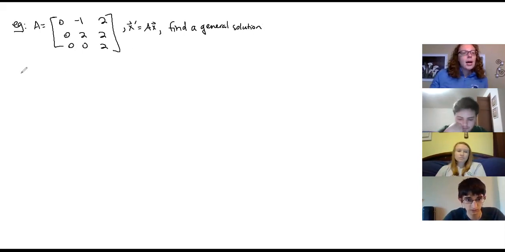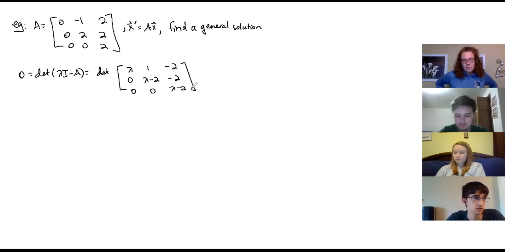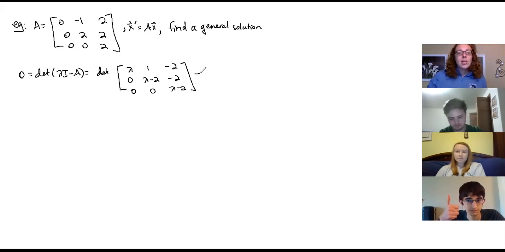All right, so 0 equals the determinant of lambda I minus A. So that's going to be the determinant of lambda, -1, 2, 0, lambda minus 2, -2, 0, 0, lambda minus 2. Can I trust that you can do that determinant? There's actually lots of zeros in this case. Can I trust that you can do that determinant and we can get to an equation factored out? It turns out that lambda is going to equal 0, 2, and 2. Okay, so that's going to be what we're going to have here. Lambda equals 0, 2, and 2.